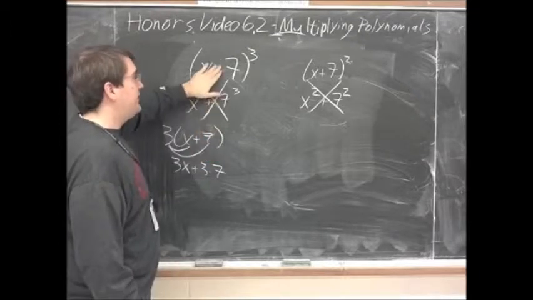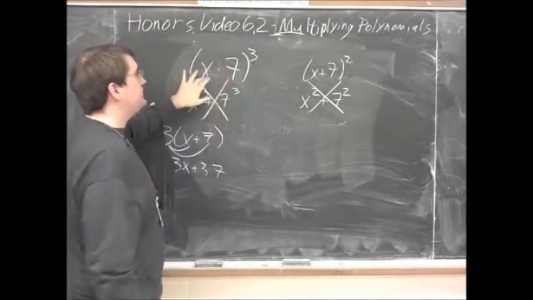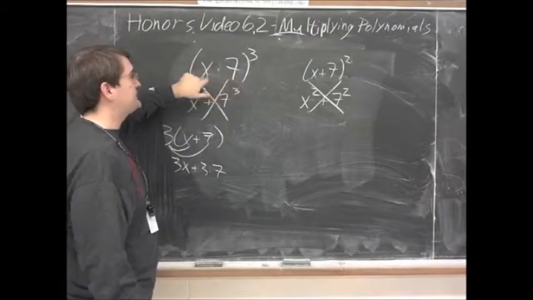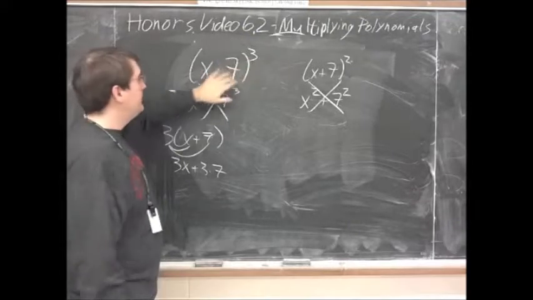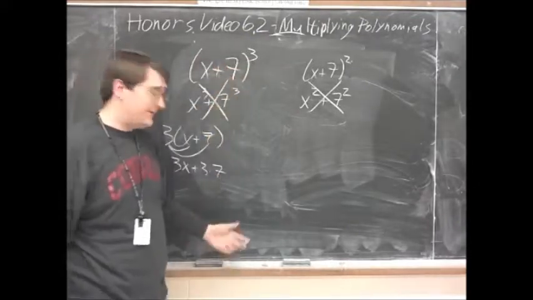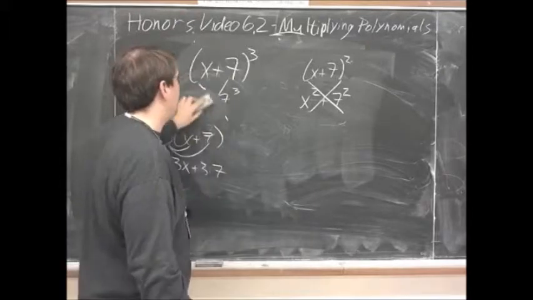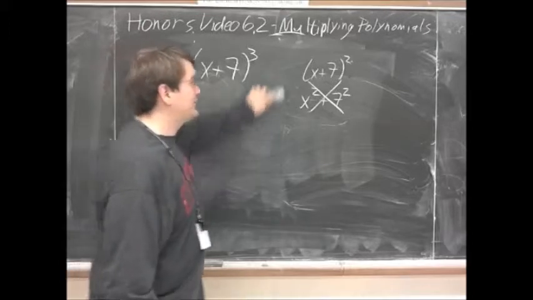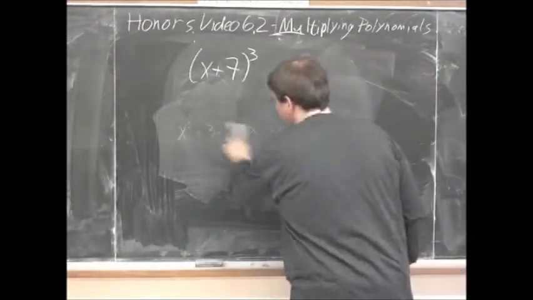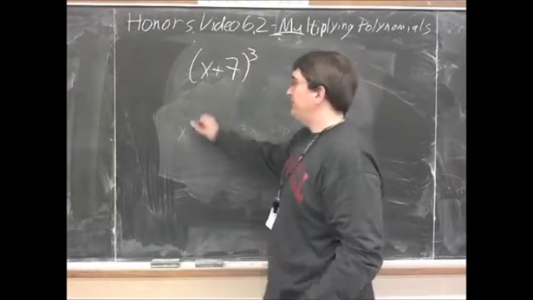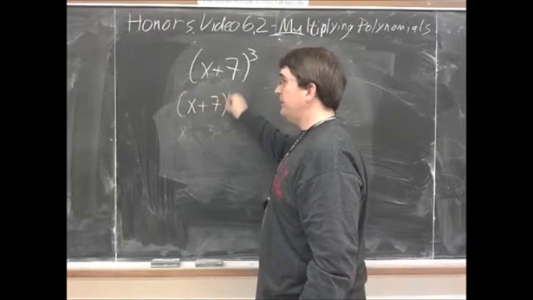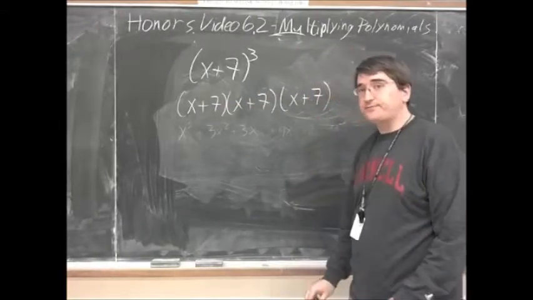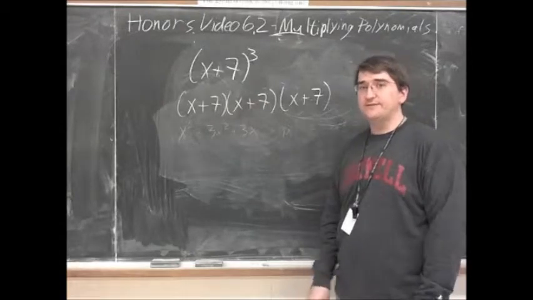You might have talked about how you can kind of distribute the power when you have a product. So you do x to the power of 3 times 7 to the power of 3. But that's only true for a product. That's only true when you're raising a monomial to a power. This is a binomial, and for that matter, a trinomial or any other polynomial isn't going to work like that. You have to remember what the power of 3 means. It means I'm multiplying x plus 7 by itself 3 times. I have three x plus 7s.